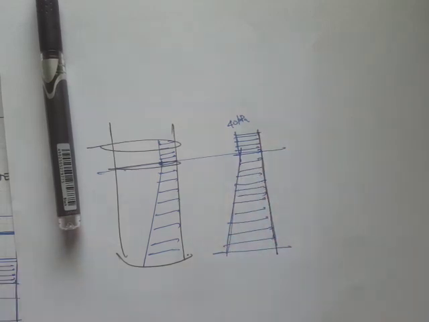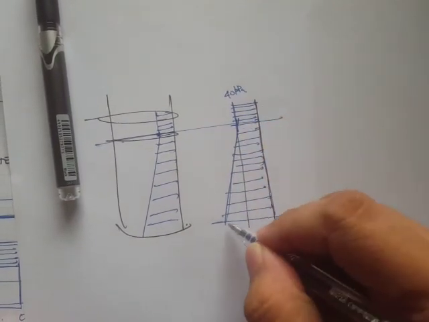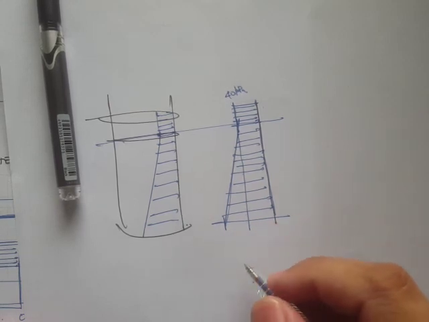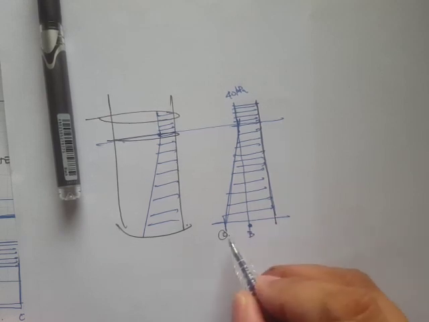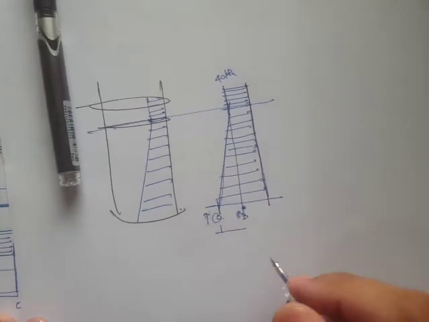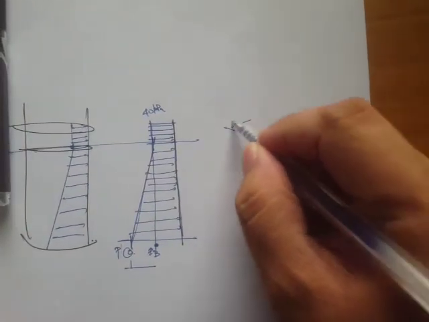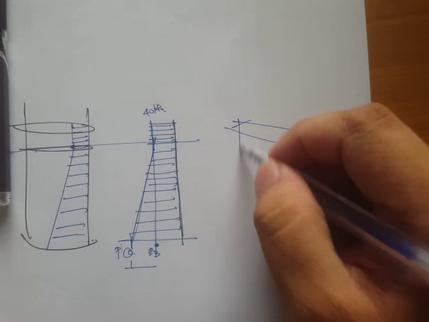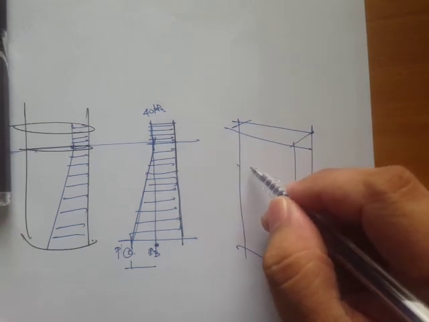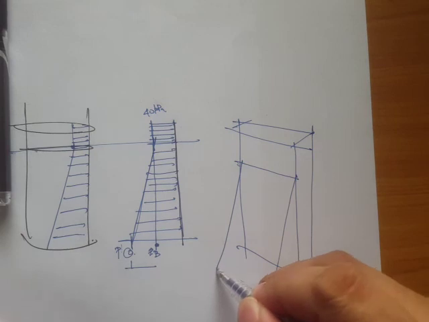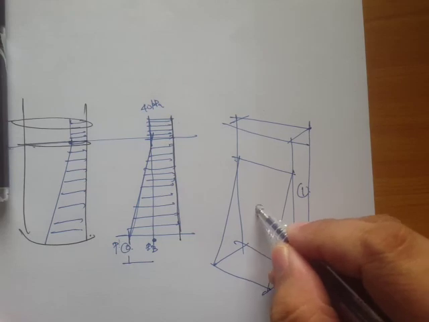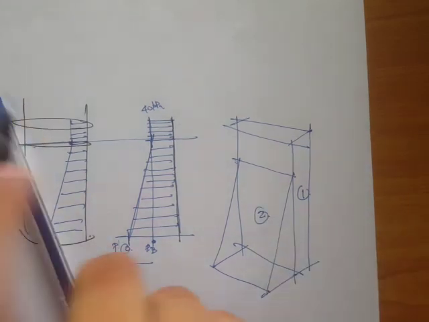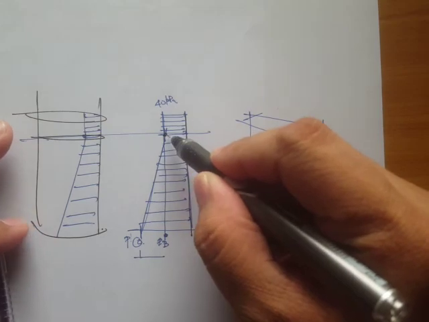So to solve for this, you use the same procedure that we did. You have to solve for this. Let's say this is our PB, and this is our PC. Then you should divide it into these two prisms. Let's say this is our prism 1, and this will be our prism 2.